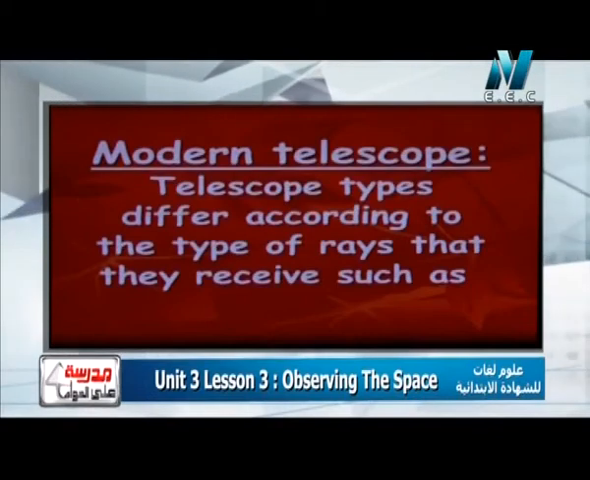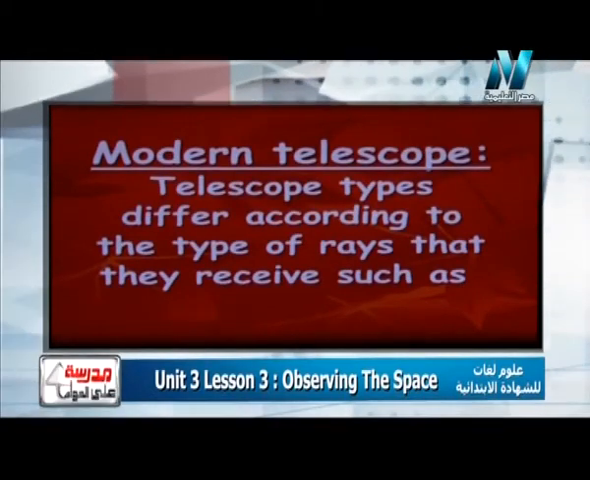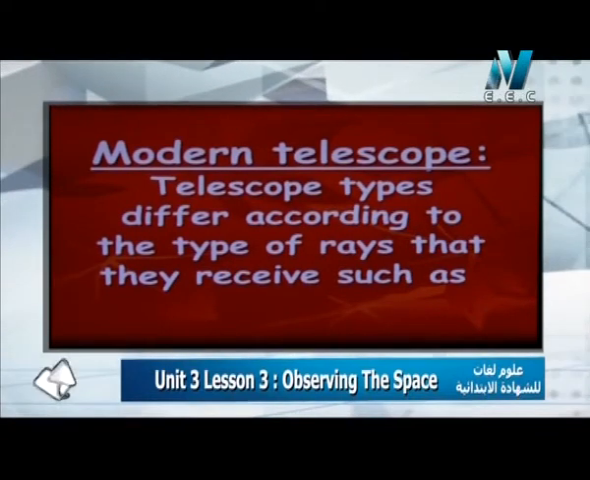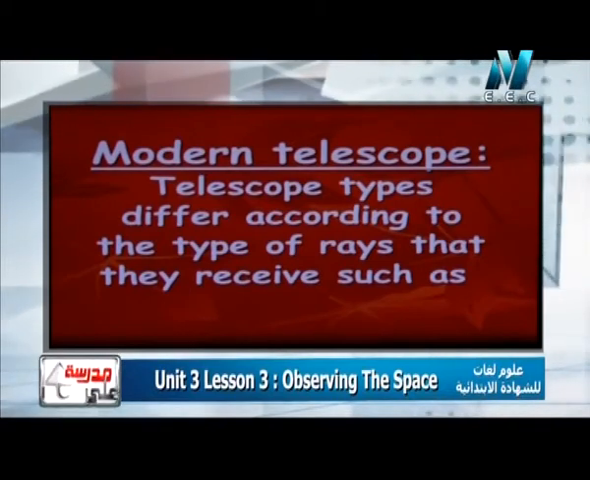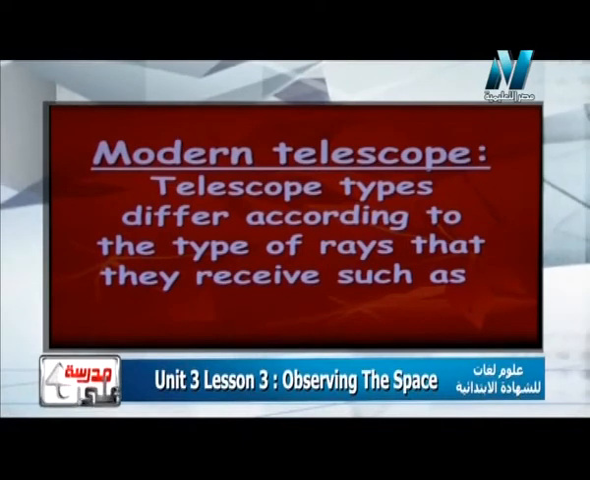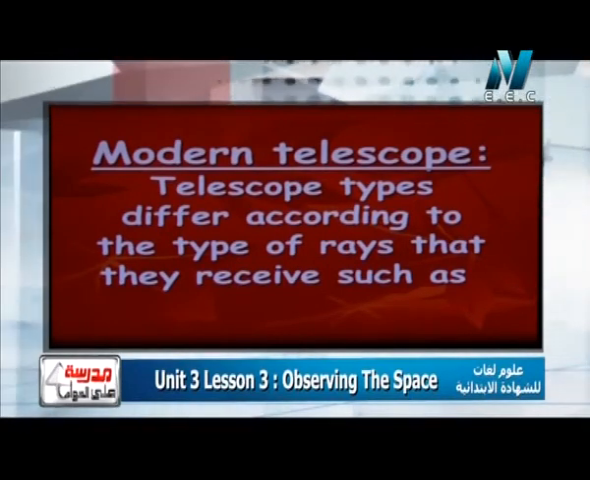So let's have a scientific hint لمحة بقى علمية عن التلسكوب. We have many modern telescopes such as what? Such as telescope types because they differ according to the type of rays that they receive. عندنا أكتر نوع من تلسكوب حسب نوع الريز اللي بيستقبلها أو اللي بيشتغل بيها.